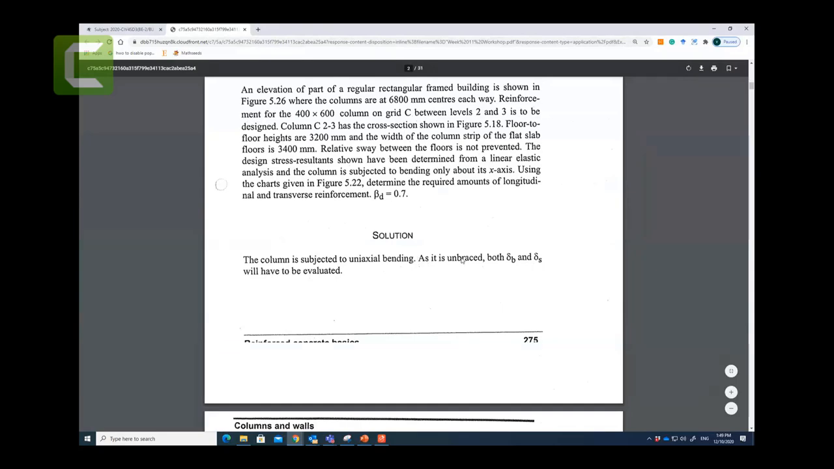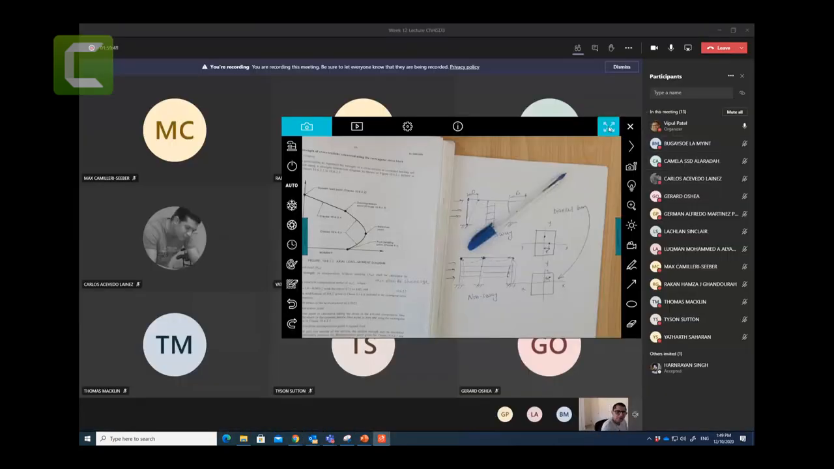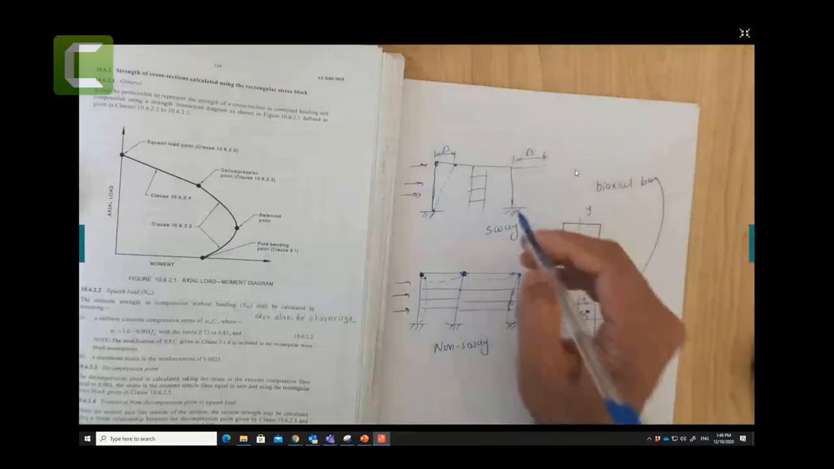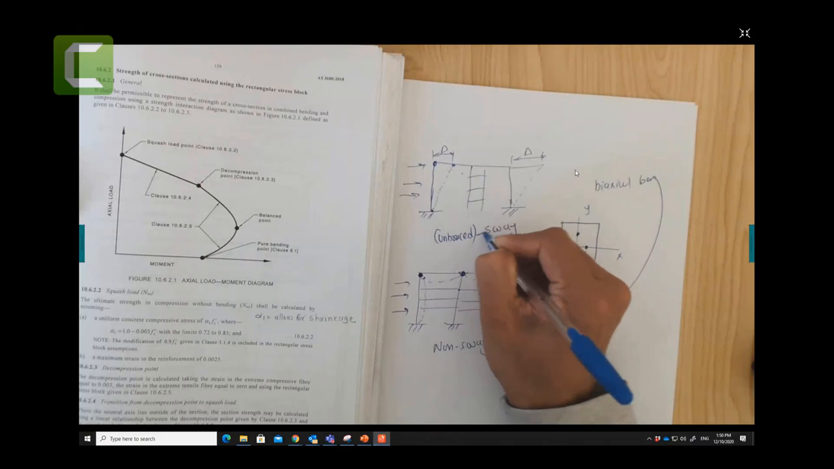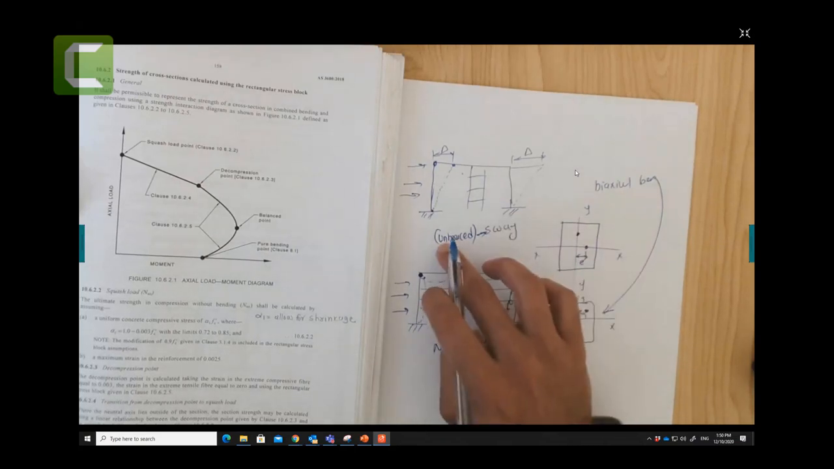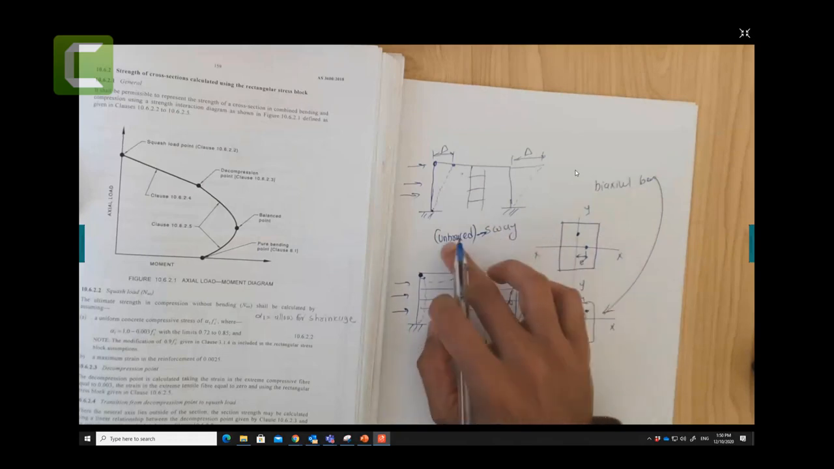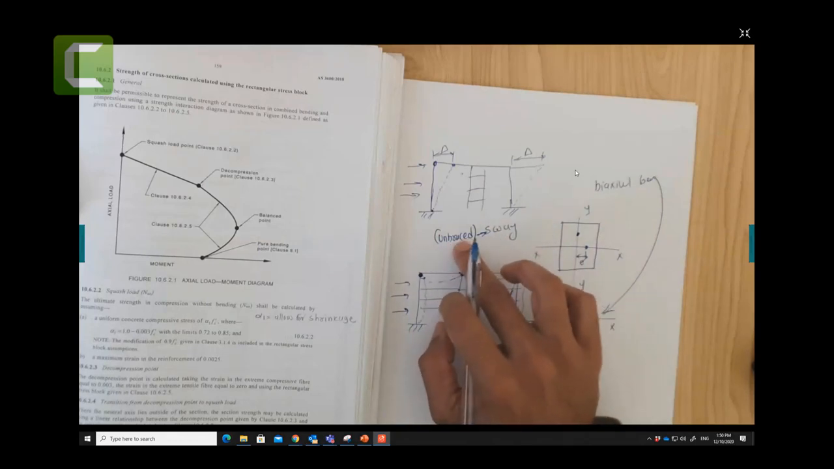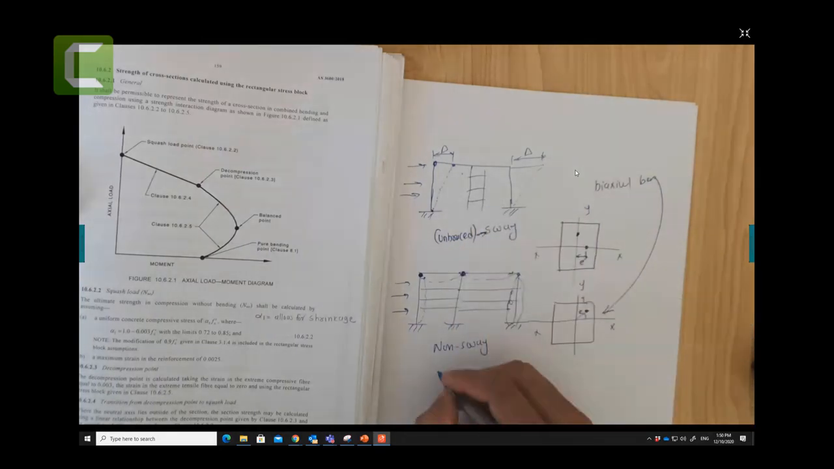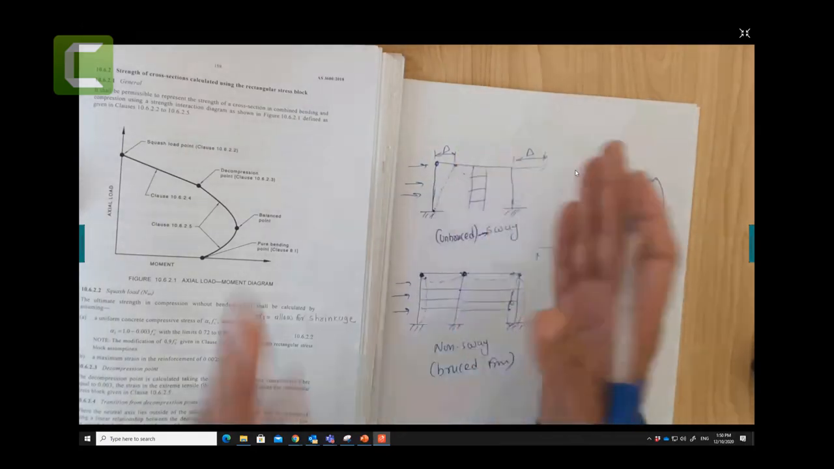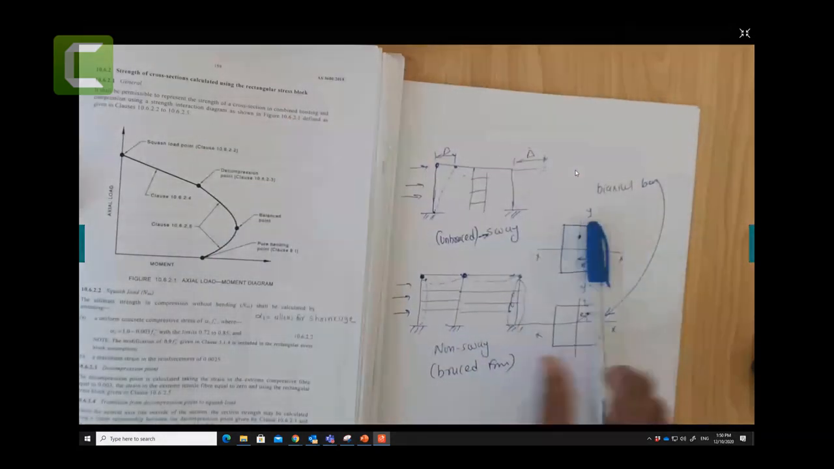As for the unbraced frame, what is an unbraced frame? A new word. This is also an unbraced frame. They also call it unbraced. They use these words interchangeably, so don't get too confused between sway and unsway. They may use sway, this is unbraced, and this is braced. This is a braced frame. Unbraced means it can go under this lateral load.